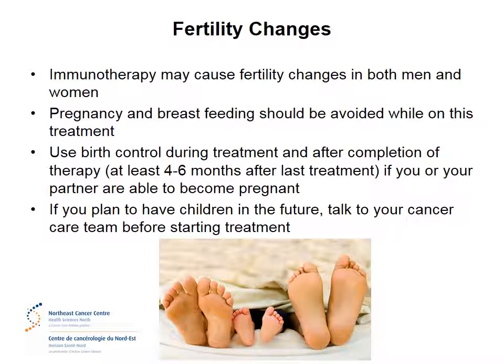Immunotherapy may cause fertility changes in both men and women. As a result of this, pregnancy and breastfeeding should be avoided while on this treatment. It is recommended to use birth control during treatment and after completion of therapy for at least 4 to 6 months after your last treatment if you or your partner are able to become pregnant. If you plan to have children in the future, talk to your cancer care team before starting treatment.